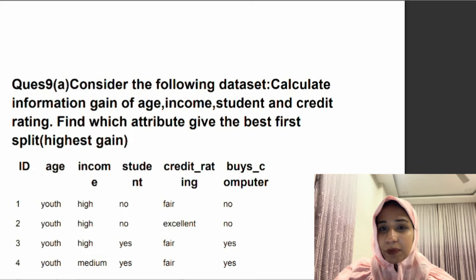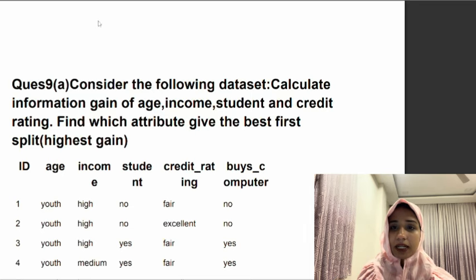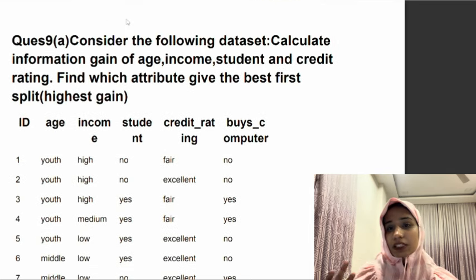End semester paper of data science. In the previous videos we have discussed till question number 8, which is uploaded on my YouTube channel, so you can look to it. So let's start with question number 9 in today's video. Question number 9 consists of three different parts.